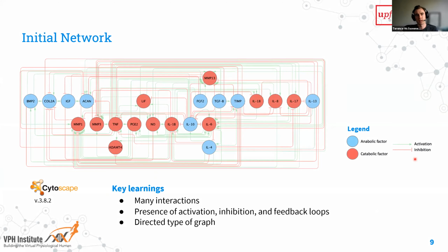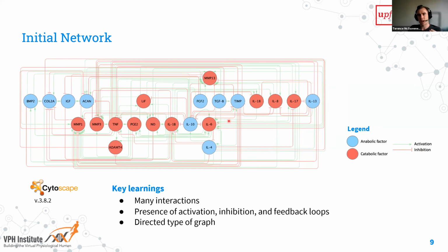So this is just from the basic knowledge that we got from 2 publications that were put into a data frame or an Excel spreadsheet. And then we used Cytoscape to visualize this, the red being catabolic and the blue being anabolic nodes within that network, and then the green being activating edges and the red being inhibiting edges.